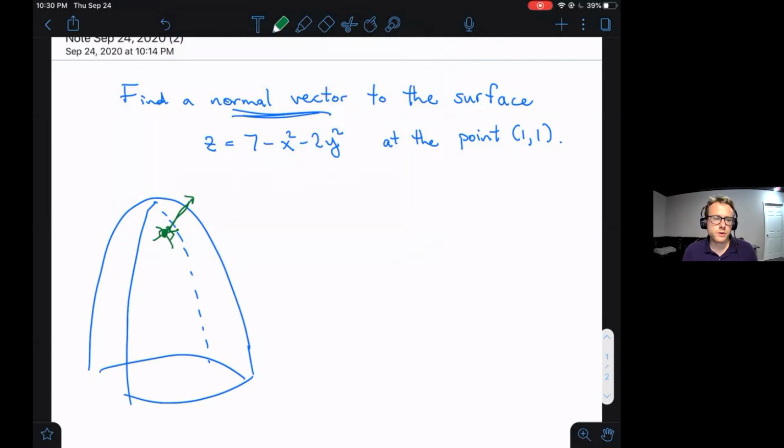What we're going to do for this is that we're going to actually use some curves, right? And we're going to find tangent curves or tangent lines or tangent vectors for those curves. And then we're going to go ahead and take the cross product, and that's going to help us get this normal vector.